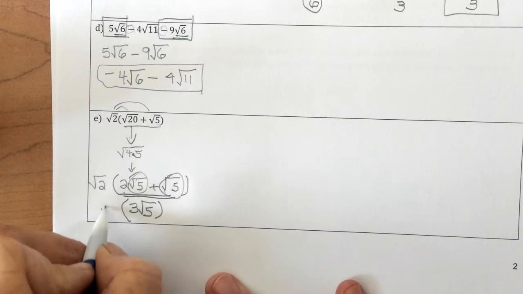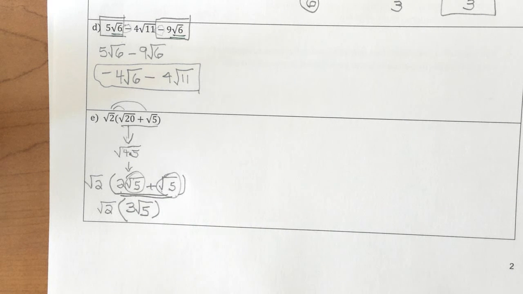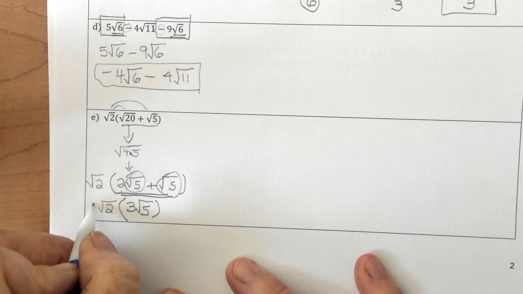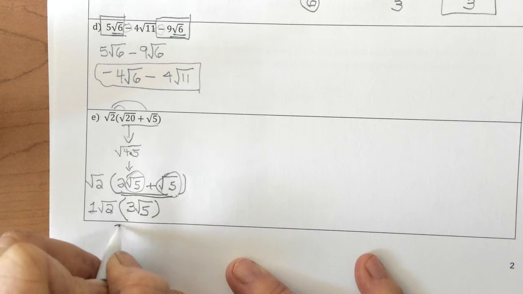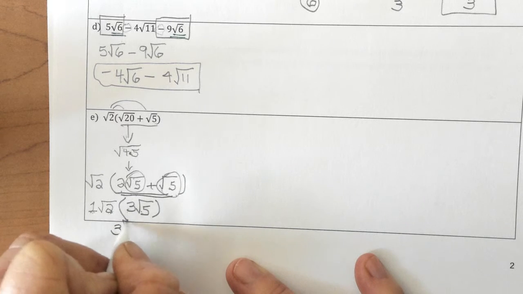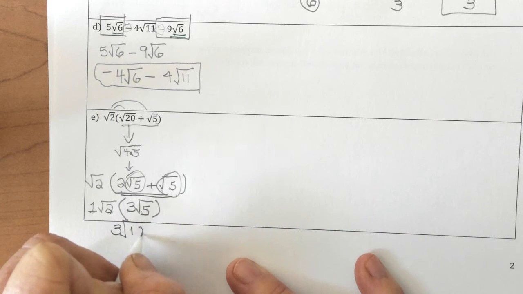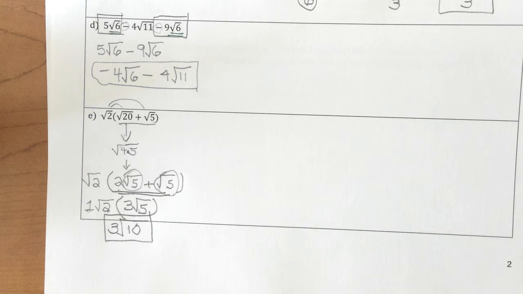And now I'm going to multiply this all by the square root of 2. So now all I need to do is remember, I've got 1 root of 2 in front here. So I'm going to multiply 1 times 3, which is 3. Now I'm going to multiply under the radical. So 2 times 5 is 10. Therefore, I have 3 roots of 10. So that's question number 1.